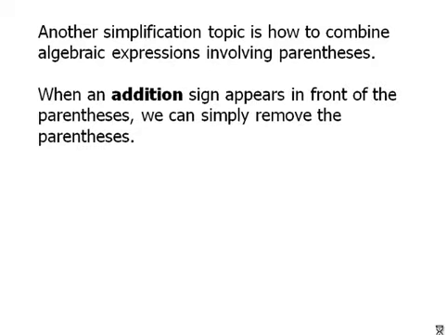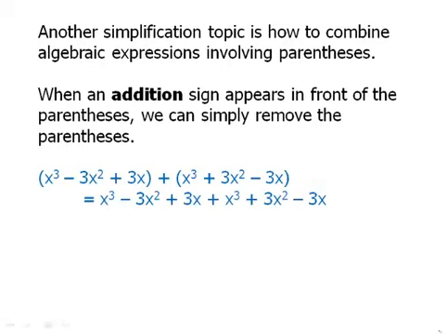Another simplification topic is how to combine algebraic expressions involving parentheses. Parentheses, this is a big mathematical topic. When an addition sign appears in front of the parentheses, we can simply remove the parentheses. That's very easy. So if we have this, then we can just write the exact expression again as if there were no parentheses at all, and then we can do our simplifying from there. And it turns out this simplifies just to the single cubic monomial 2x cubed.